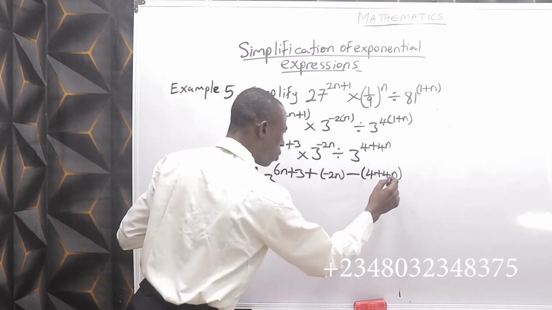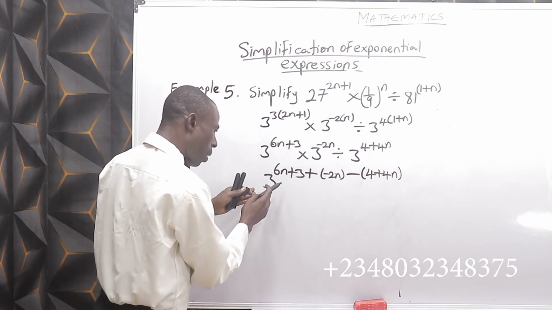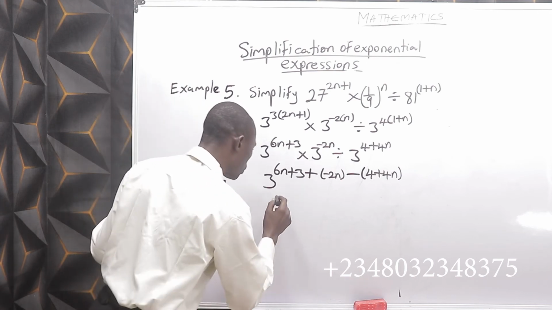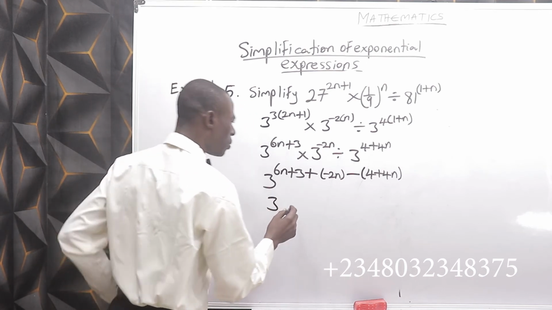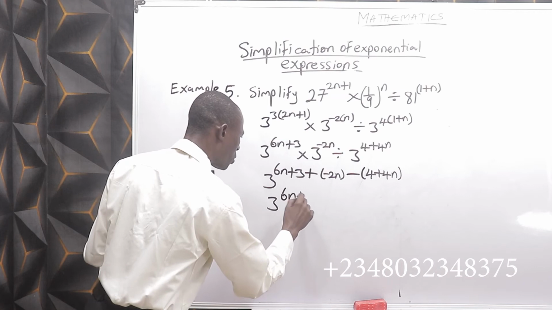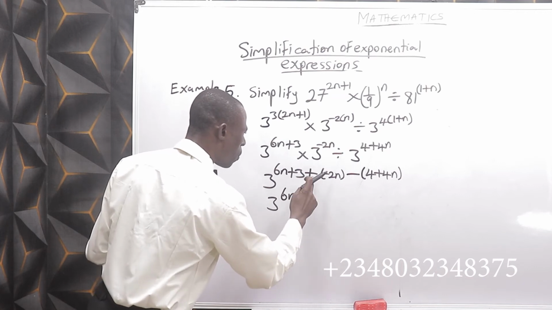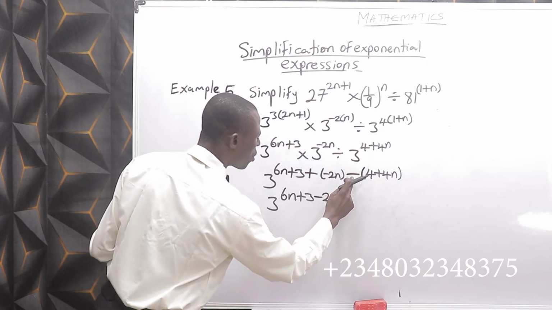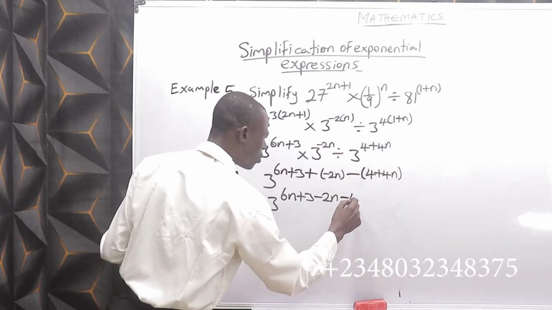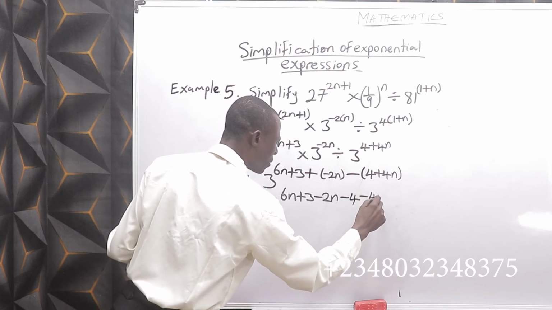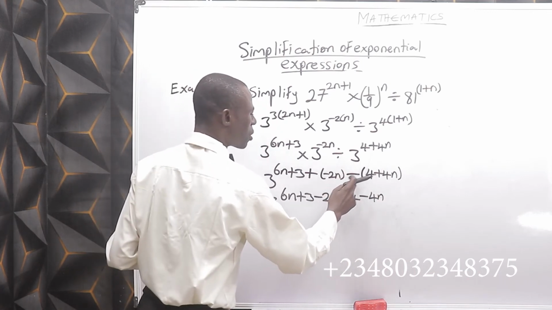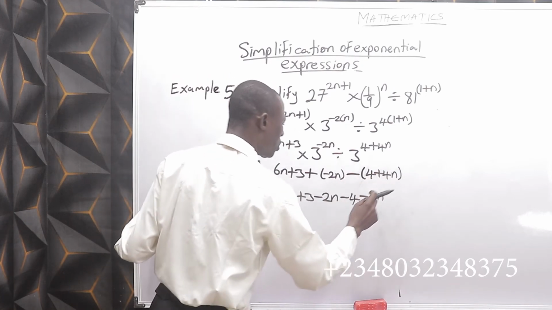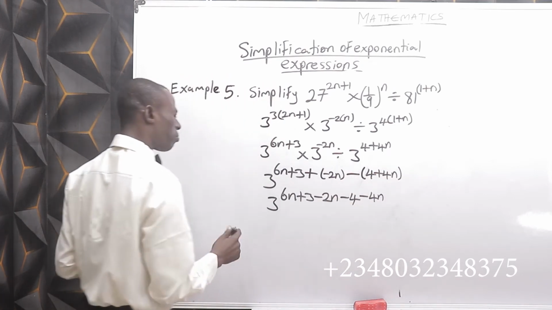This line constitutes power of number 3. So you have 3 raised to power 6n plus 3 plus minus 2n. Use this minus to open this bracket to have minus 4 minus 4n. Minus times 4 is minus 4. Minus times positive 4n is negative 4n.